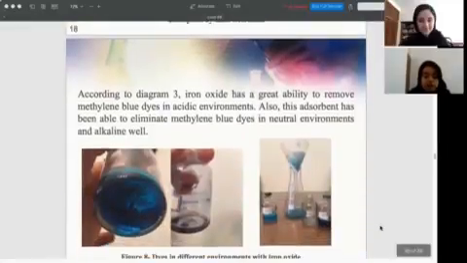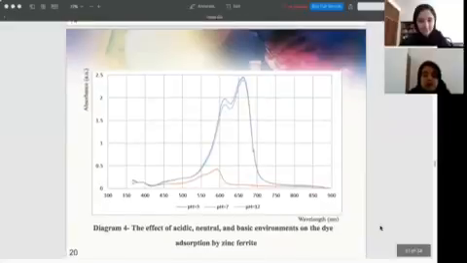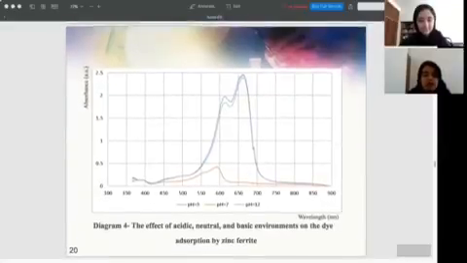Also, diagram 4 shows the effect of different environments on the dye absorption by zinc ferrite nanoparticles. As you can see, zinc ferrite wasn't able to remove dye while in acidic and alkaline environments. The highest rates in acidic and alkaline environments were about 2.5 AU, but in neutral environments, the dye was highly removed and the rate was less than 0.5 AU.